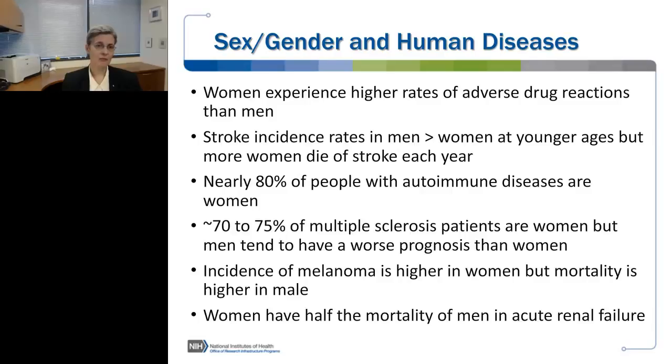Nearly 80% of people with autoimmune diseases are women, and approximately 70 to 75% of patients with multiple sclerosis are women. But when men have the disease, they tend to have a worse prognosis than women. The incidence of melanoma is higher in women, but mortality is higher in men. And women have half the mortality of men in acute renal failure. And I could go on giving you more and more examples of where sex and gender are important, depending on the area of interest.